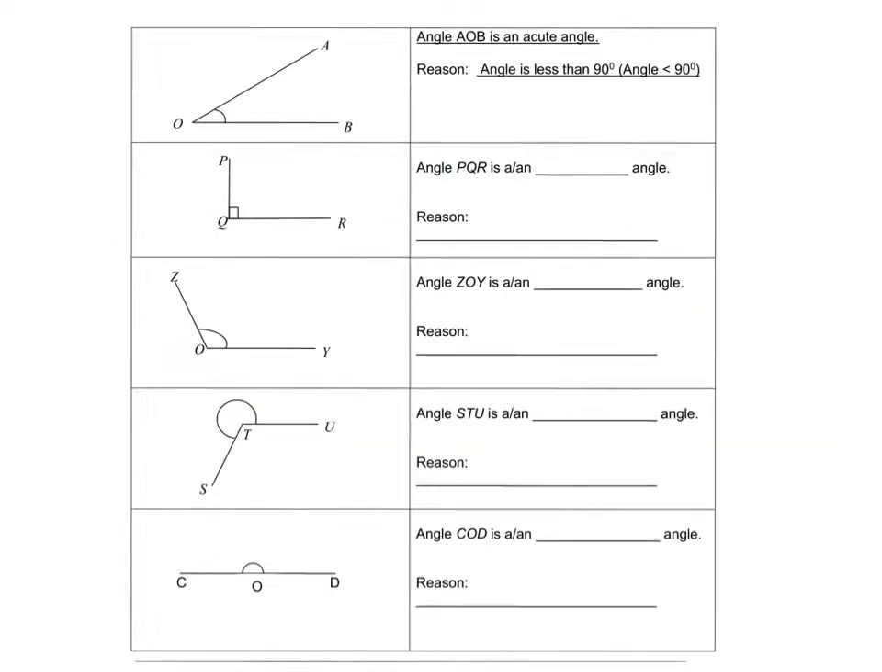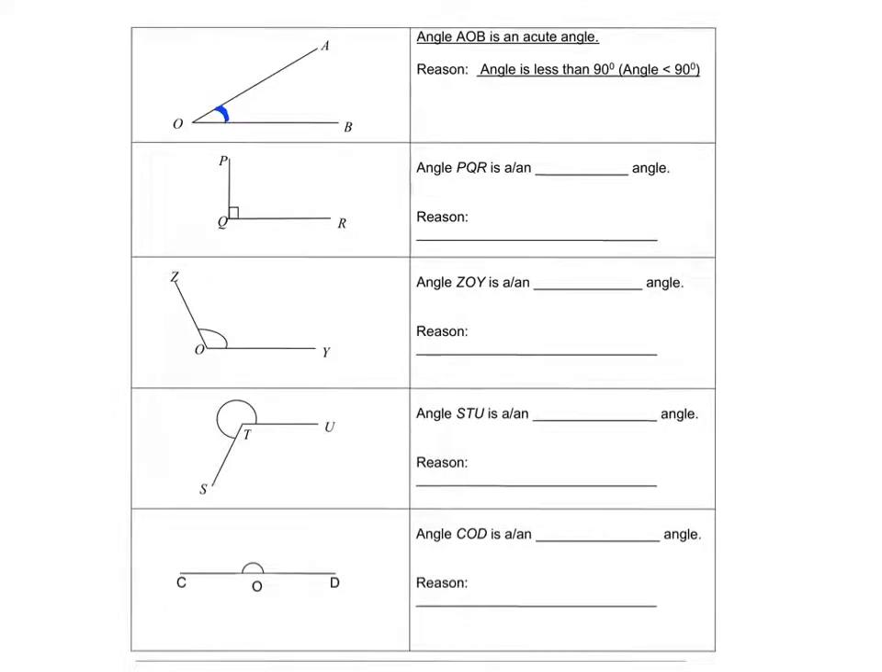Up next, are you able to identify the following types of angles? The first one has already been done for you. We have an acute angle over here. Why is that an acute angle? Because it's an angle that is less than 90 degrees. Any angle that is less than 90 degrees is called an acute angle.